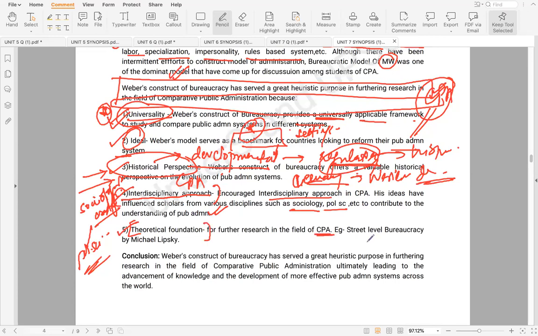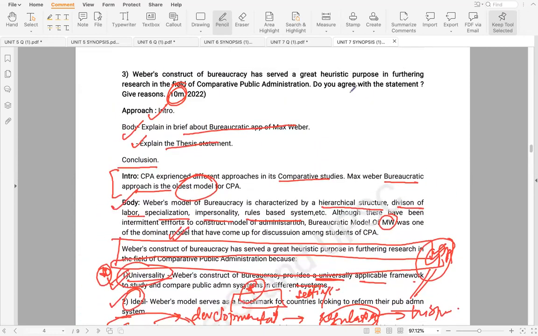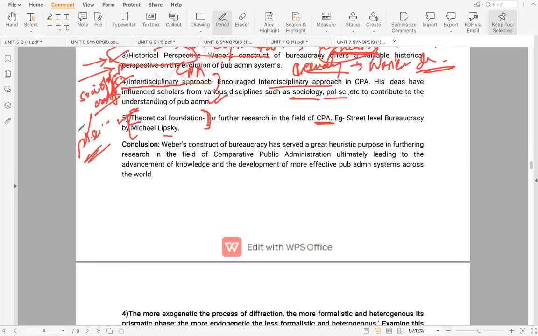For example, you had the street level bureaucracy concept by Michael Lipsky. He has also laid down certain theoretical foundational concepts. Also, please do not conclude by telling them that it is only Weber who has laid the foundation. However, the structural functional approach as well as the ecological approach has also helped in coming down to the present CPA studies, and we are furthering on these aspects. This was given by Talcott Parsons, right? On that note, you move towards the conclusion.